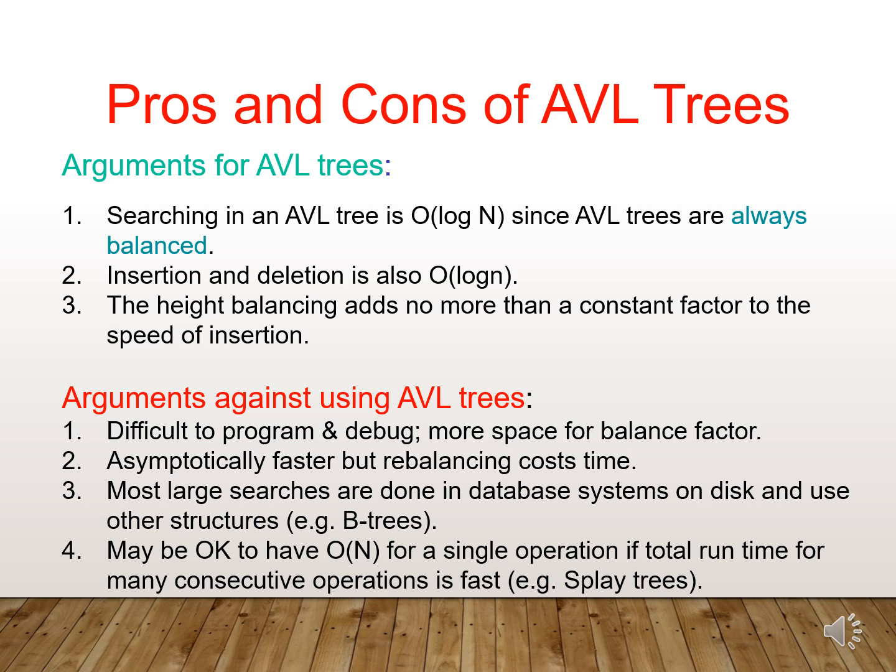Arguments against AVL trees. Difficult to program and debug, more space for balance factor. Asymptotically faster, but rebalancing costs time. Most large searches are done in database systems on disk and use other structures, for example, B trees. It may be okay to have O(n) for a single operation if total runtime for many consecutive operations is fast. Example, splay trees.